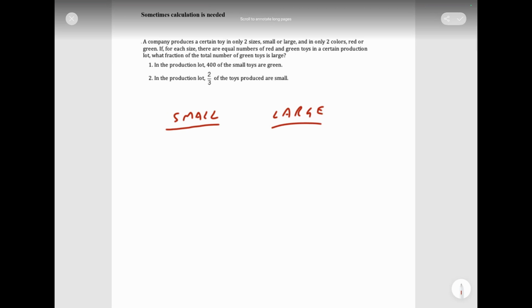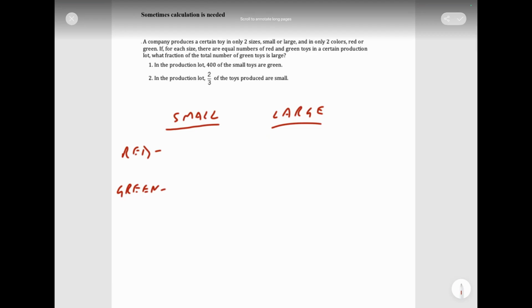What are the two colors? Red. So I've actually made a grid like you do on those 4 variable sets questions, because this will make it easier for me to visualize what I'm doing. So okay, and then it says if for each size there are equal number of red and green toys in a certain production lot.